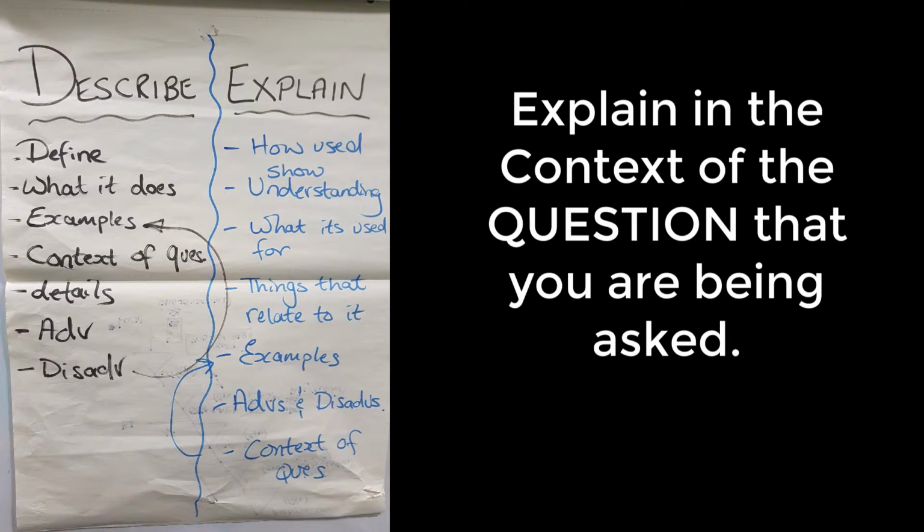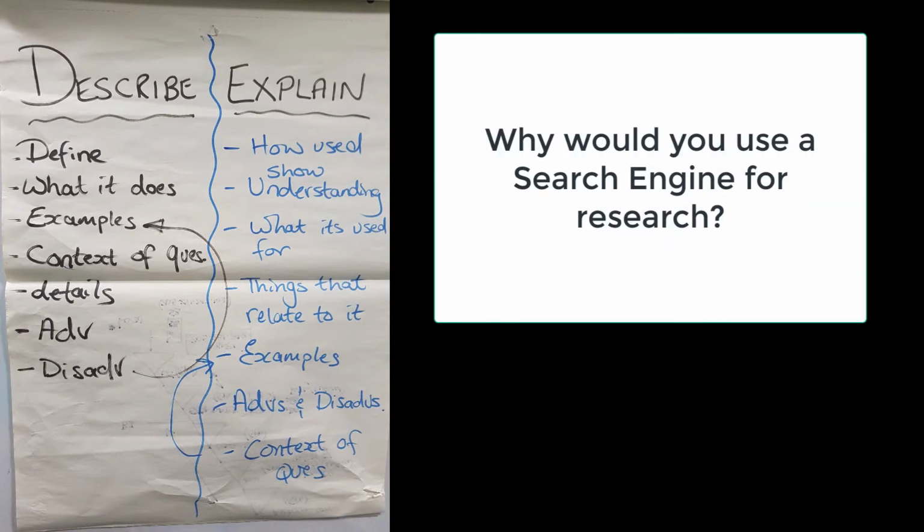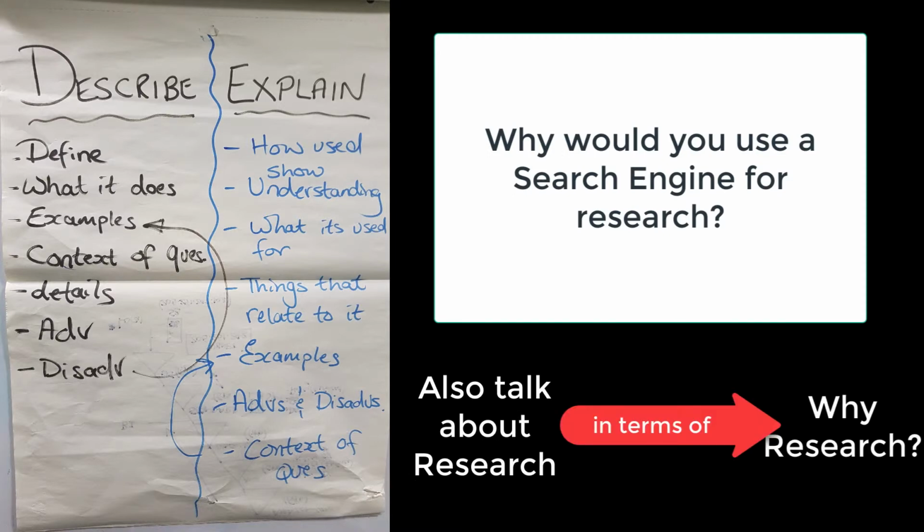So if you're explaining what a search engine is in terms of why you would use a search engine for research, then you will not only explain how it's used, your understanding of it, what it's used for, but you'll also be talking about research. So why are you going to use it for research? Because nobody knows everything. It's a way of showing your extended knowledge. It's a way of showing that you've gone out there, looked for information, that you've provided more than just what you're being asked. You're showing that you're stretching and growing and extending your current knowledge beyond what it is.